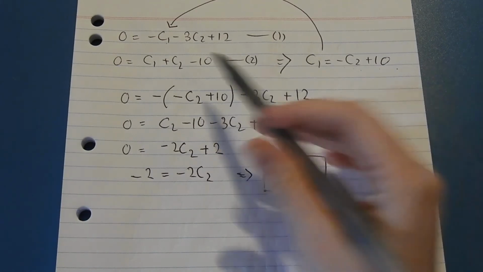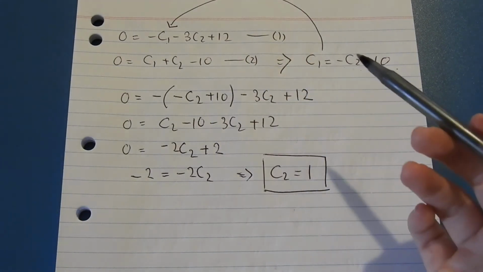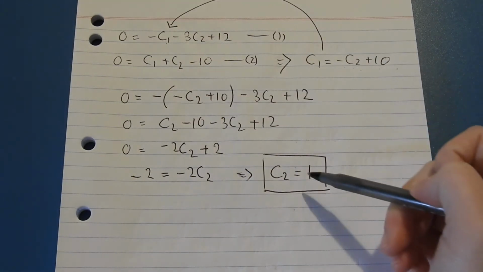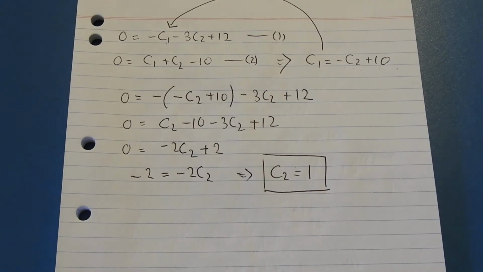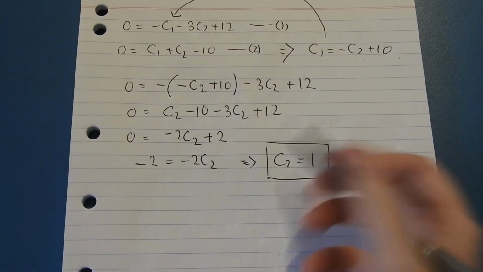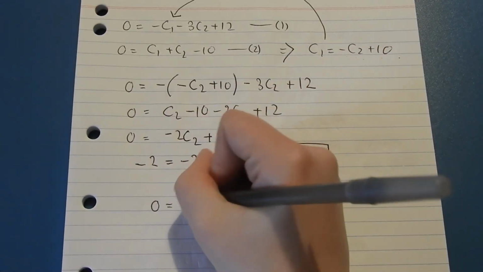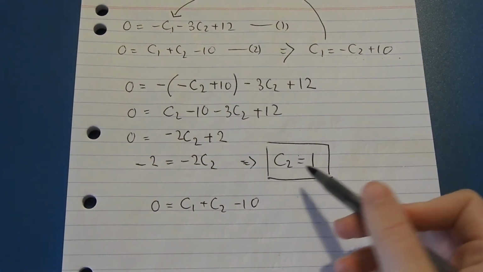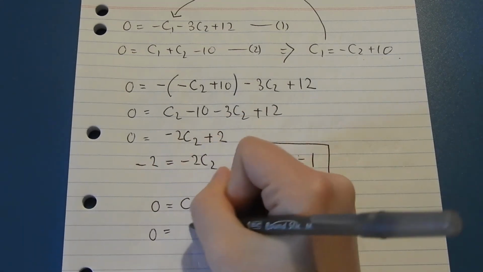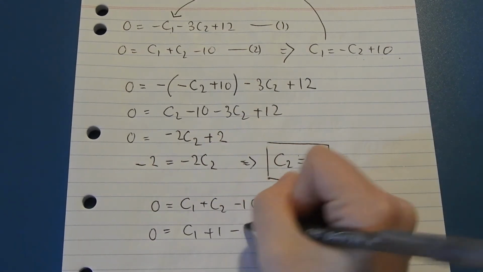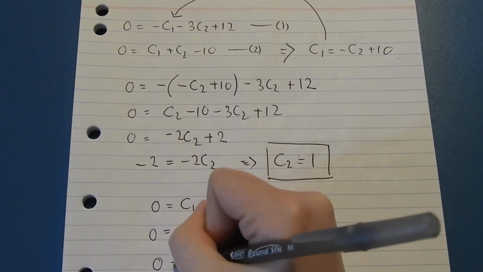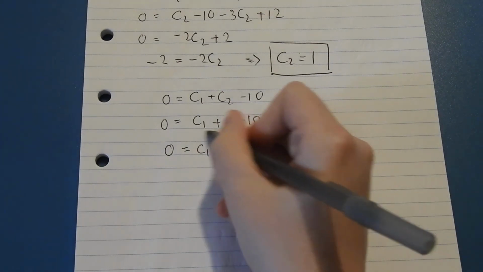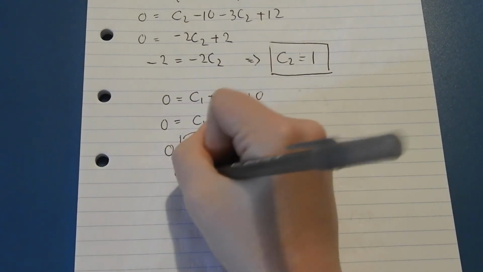Okay, and now we can pick either one of these equations to sub into for c2 to find c1. It doesn't matter which one you pick. So let's just pick equation 2 just because it's easier. We know 0 equals c1 plus c2 minus 10, and we found that c2 is 1. So 0 equals c1 plus 1 minus 10. So 0 equals c1 minus 9. And moving the 9 over means that 9 equals c1.